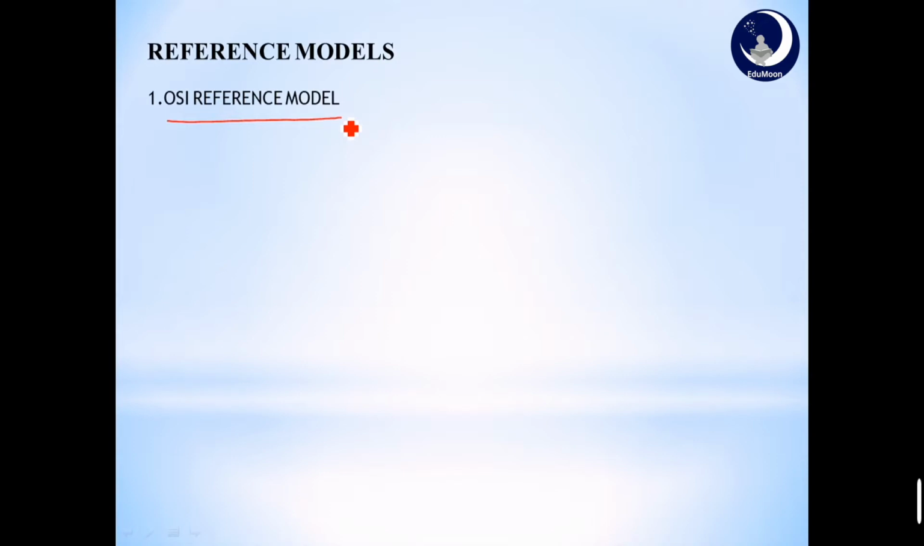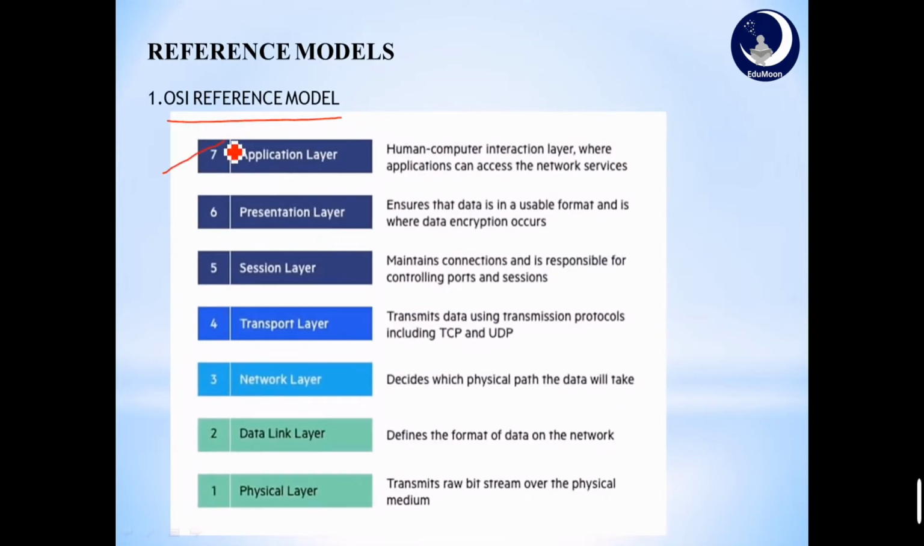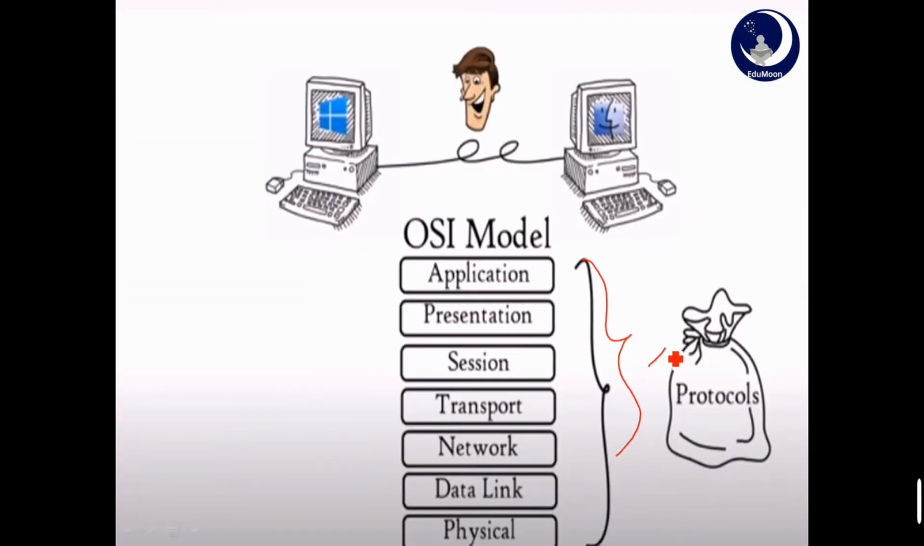The 7 layers are: first one is the application layer, next is the presentation layer, session layer, transport layer, network layer, data link layer and physical layer. Here, each layer consists of some protocols. Now we'll see each one in detail.